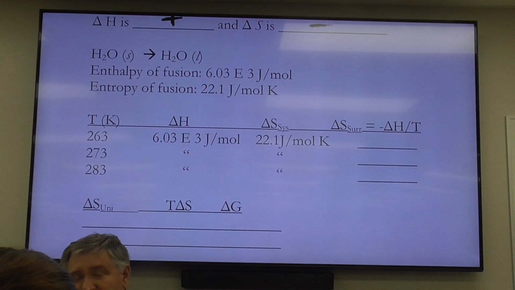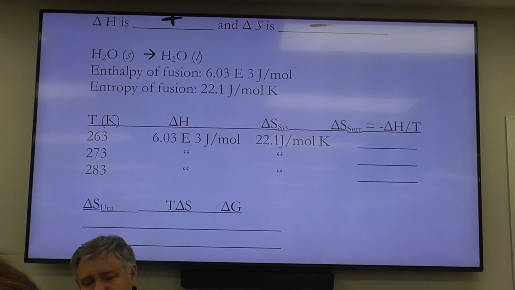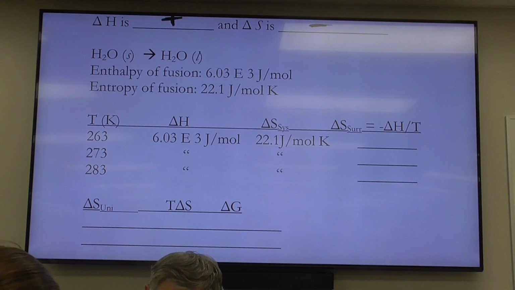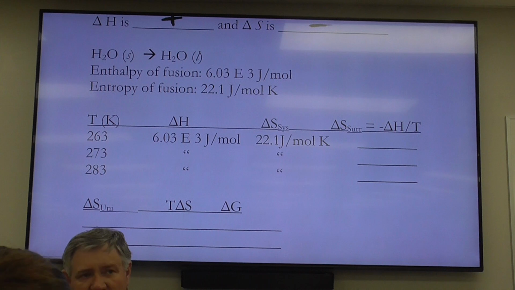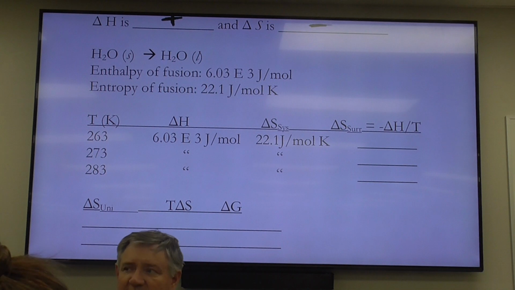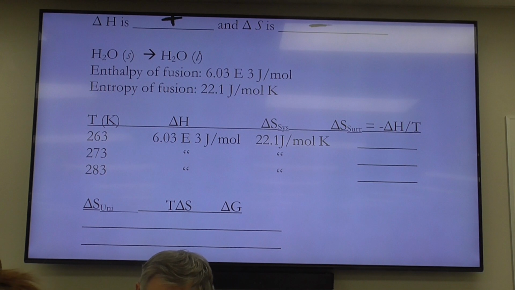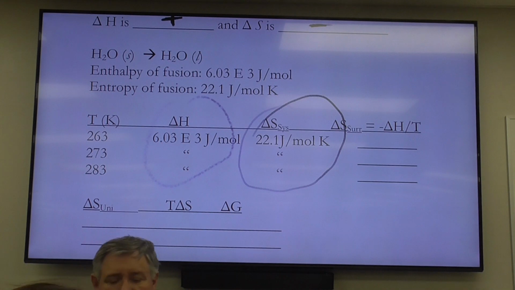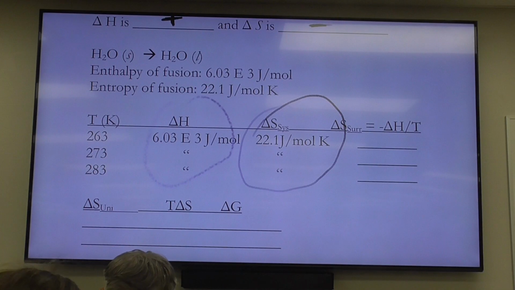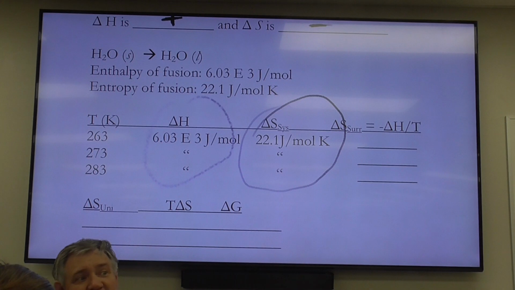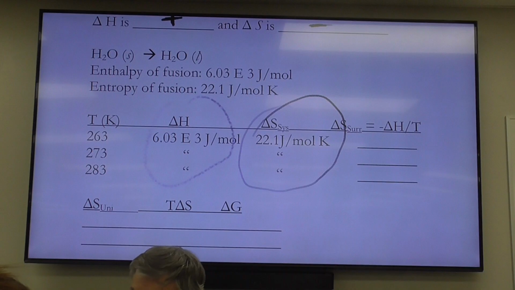Okay. Now, here's how this plays out. This is for basically melting ice, changing it from solid into the liquid. So let's look at the big idea. Here are the values for delta H. Here are the values for delta S. Why is delta H positive for melting ice? Because it's endothermic. Why? Because you need energy to break the bonds. Beautiful. I got a positive delta H. I have to put energy into the system.